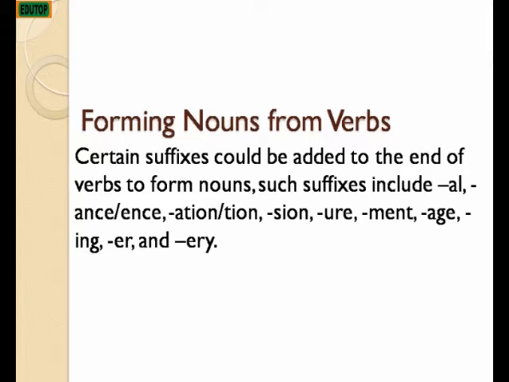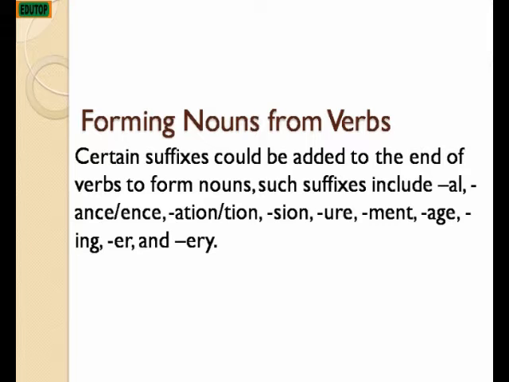Such suffixes include al, ance or ence, ation or tion, sion, ure, ment, age, ing, er, and ery. Let's see how these suffixes could be used to form nouns from verbs.